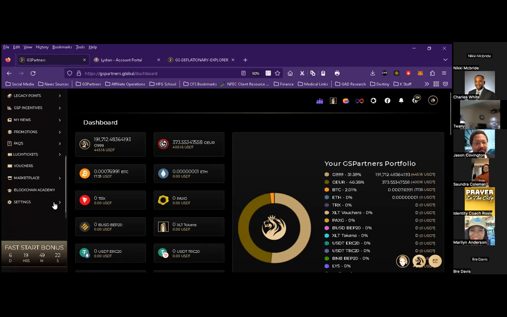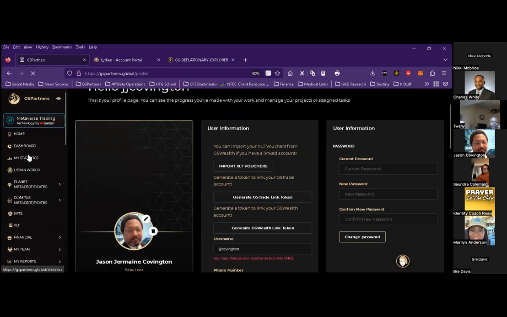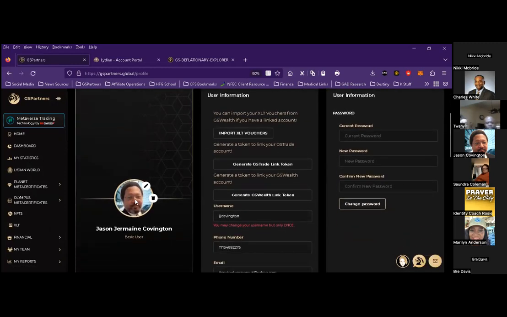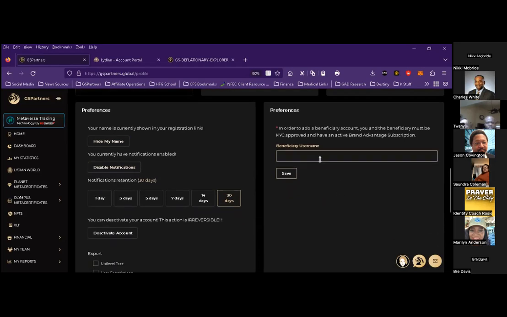This is important. Settings. Your profile needs to be filled out. If you haven't filled out your profile, I do recommend that you do so. If you plan on making rank, or even if you don't, fill in your profile picture here. Underneath that, you can hide your name with your registration link. You can disable notifications here and keep your notifications for 30 days or more, as well as a beneficiary.